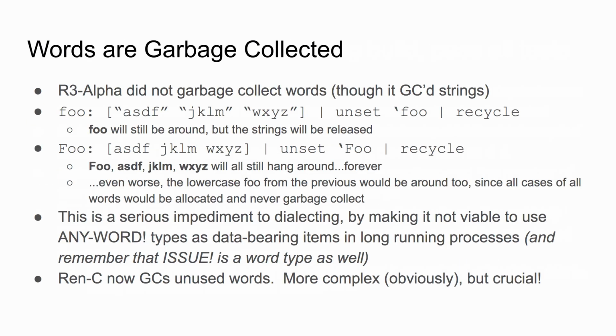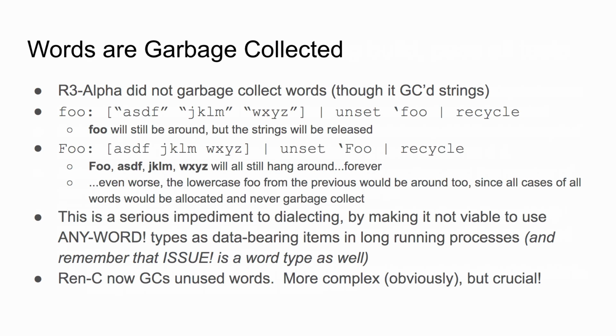Feature-wise, I mentioned UTF-8 Everywhere and the fact that we now use UTF-8 for both strings and words. R3 alpha, to save on space, and because words were immutable, would use UTF-8 for words, but it would go ahead for strings and cut them out. One advantage of having them in the same format is that now you can alias them back and forth. So you can alias a cell that's holding a word as a read-only string.